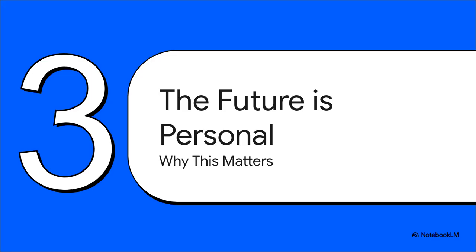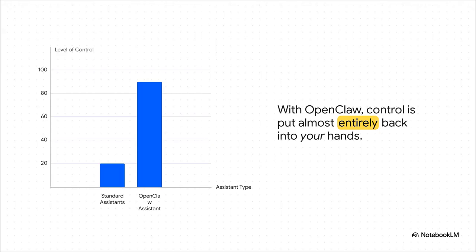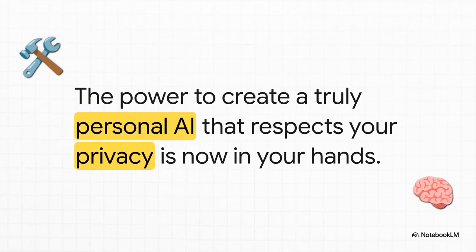So let's talk for a second about why this truly matters. This chart, it honestly says it all. With the standard assistants you're used to, your level of control is, well, pretty low. With a system like OpenClaw, that control is put almost entirely back in your hands. It's a massive change in who owns and directs your AI. So what's the big takeaway here? It's that we are moving into an era where you just don't have to settle for a one-size-fits-all solution anymore. The ability to build an AI that is genuinely an extension of your own mind, one that operates securely within your own digital space, that's becoming a reality for everyone.